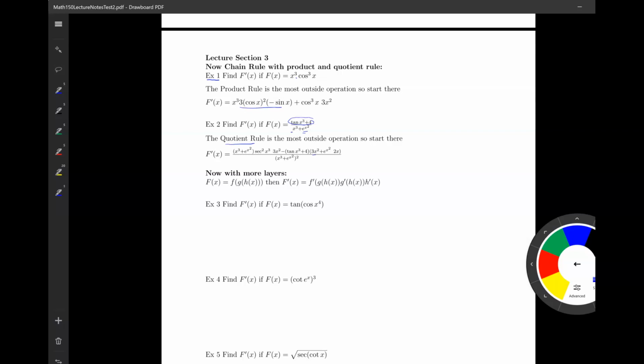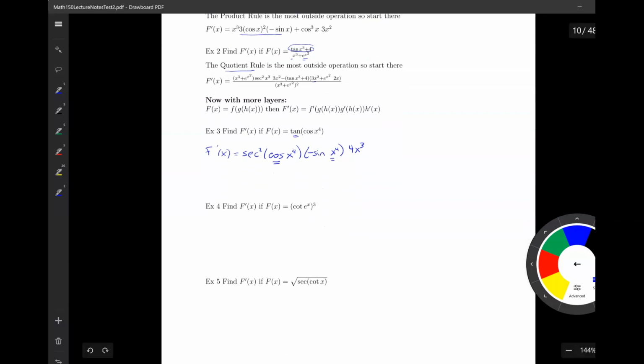All right, so this next one here, I have 3 layers, f and g and h. So you start by taking the derivative of the most outside function. So that's secant squared, and you carry the inside along. The next inside function is the cosine. So I take the derivative of cosine, get negative sine, carry the angle along. Take the derivative of the angle, and as I'm taking the derivative of that, I'm not carrying anything along, so that's how I know I'm done.